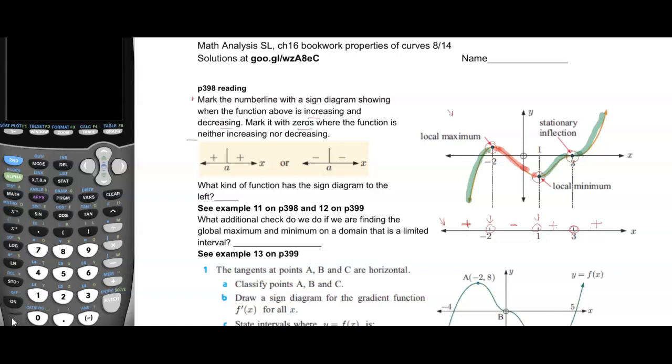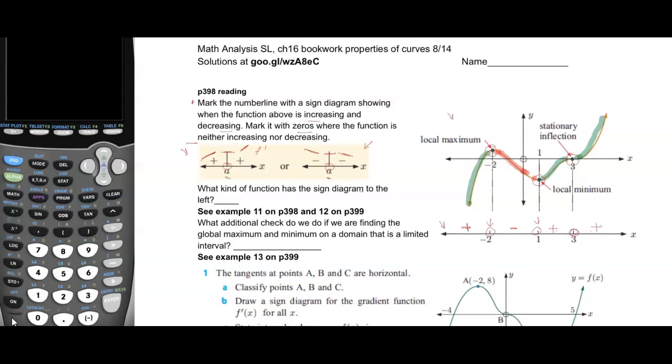Okay. Now we're going to be looking at these sign diagrams here. In these sign diagrams, it doesn't specify the value of the critical points. The way they mark their critical points is they put this vertical line, but I usually mark it with zeros because I think it's more clear. What kind of function has a sign diagram to the left? Okay, so if this is a derivative sign diagram, this is basically saying increasing, flat, increasing, right? And then this other sign diagram is saying decreasing, flat, decreasing.